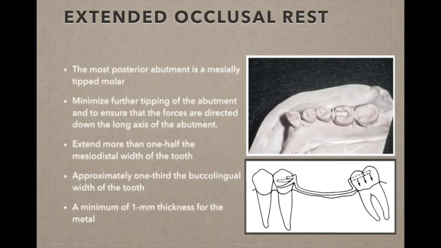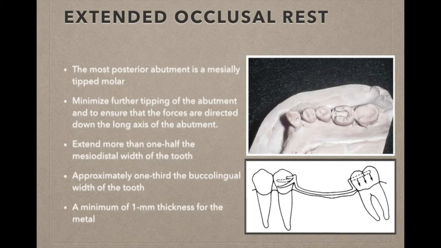So when the most posterior abutment is a mesially tilted molar, then you might need to use what we call an extended occlusal rest design, which is one of the variations from the normal occlusal rest and rest seat. This design can minimize further tipping of the abutment and ensure the force is directed to the long axis of the abutment tooth. So it should extend more than one half of the mesiodistal width of the tooth, whereas we use only one third of the mesiodistal width for the regular occlusal rest.